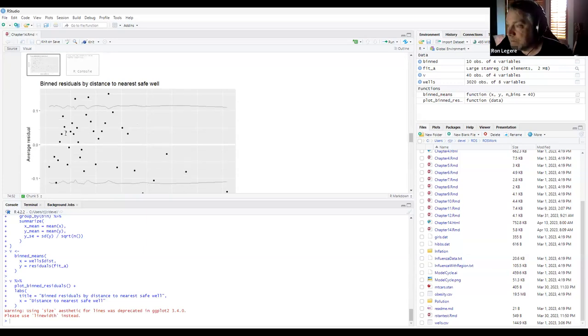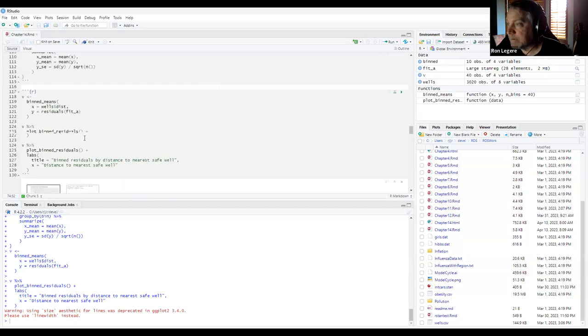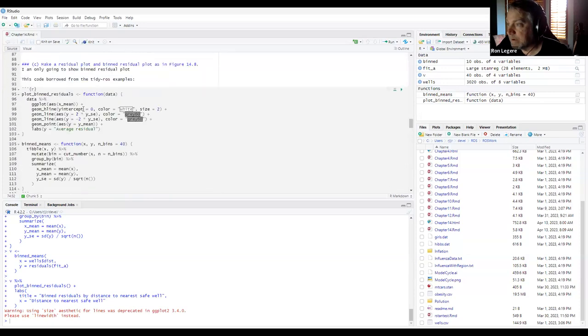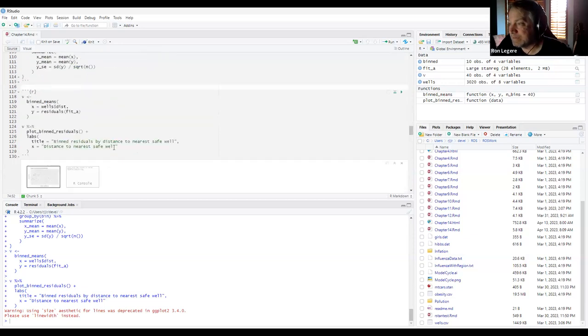How do they have that with so many points, though? I haven't looked at this for over a week, so I apologize. It's my bad. So they're using cut number with bins equals 40. Surprised you can have 40 bins. There's not that much data.